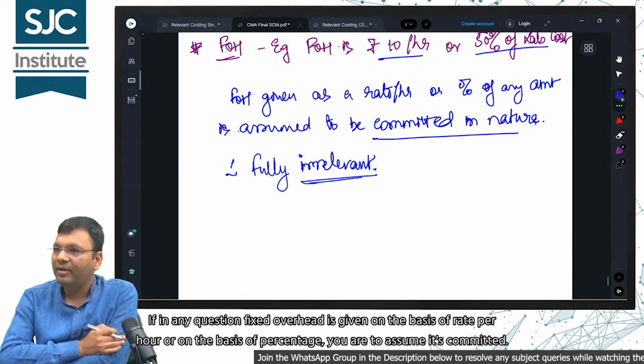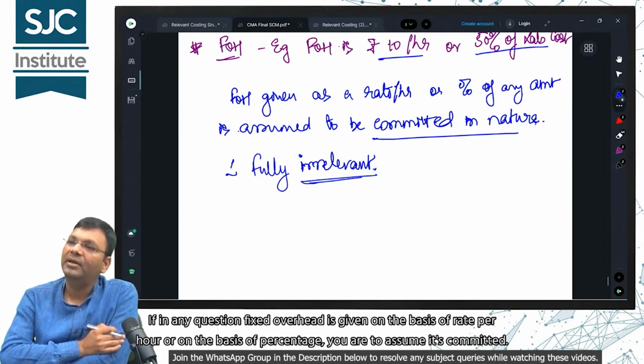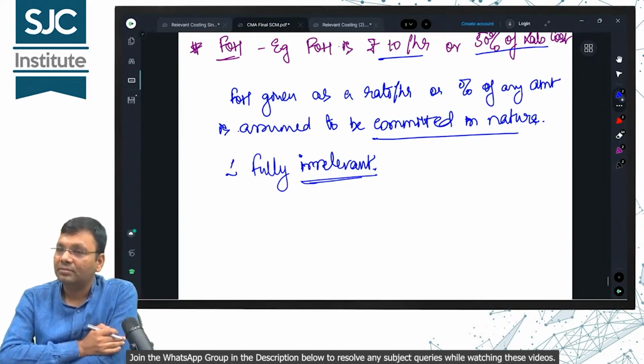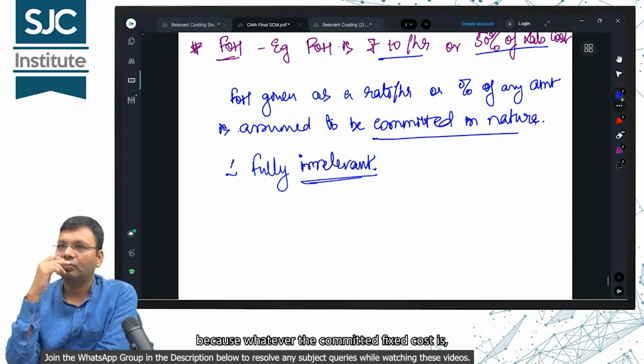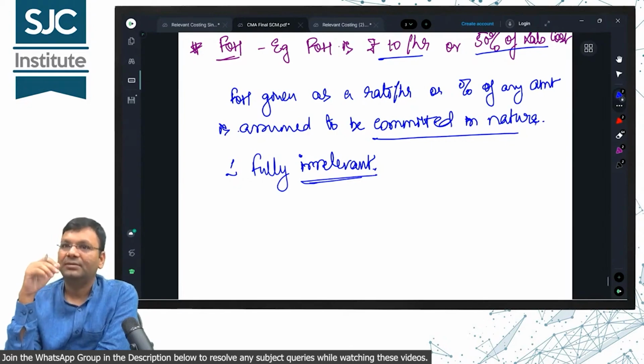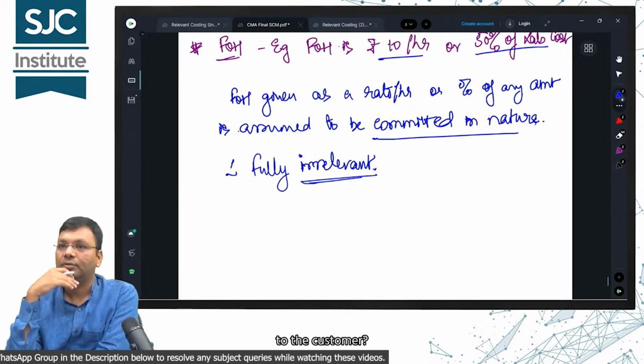If in any question fixed overhead is given on the basis of rate per hour or on the basis of percentage, you are to assume it's committed. Why believe so? We have to believe it's committed, because whatever the committed fixed cost is, how are you going to charge it to the customer?